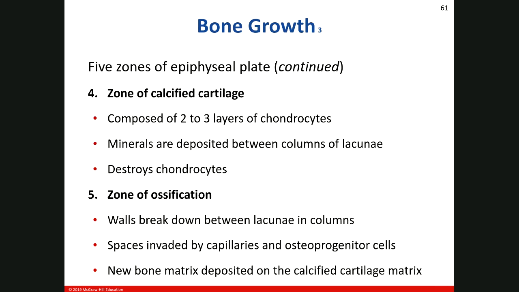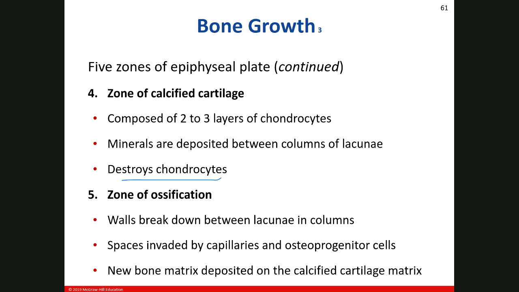Just two more to go. All right, the zone of calcified cartilage, guess what's happening here? Yep, you're right. The cartilage matrix is calcifying. So what did we remember? Calcium kills. I mean, keratin kills, but we could also think, calcium kills chondrocytes. That's essentially what it's doing, right? We saw it when we were talking about endochondral ossification. So these chondrocytes that are stuck in this matrix that's calcified essentially kill themselves off.